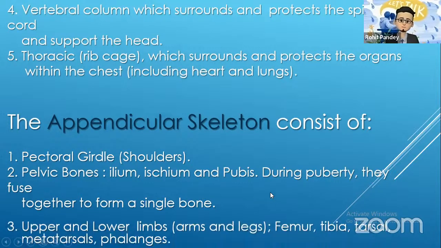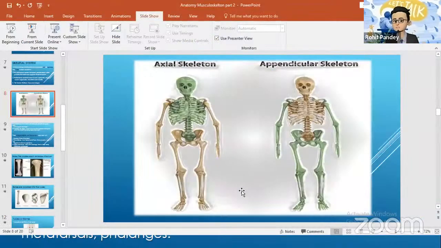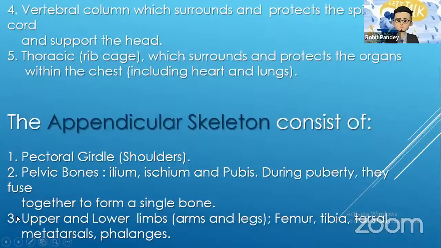Next one is upper and lower limb. Limbs and extremities are related to hands and legs. We usually use upper limbs for hands, and lower limbs we indicate for legs. Similarly, upper extremities are related to hands, and lower extremities are related to legs. Here you can see the upper and lower limbs, arms and legs.